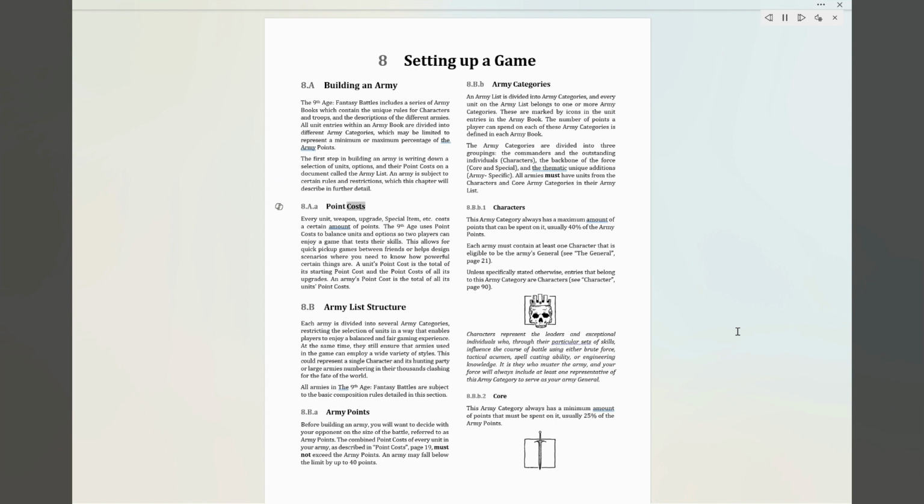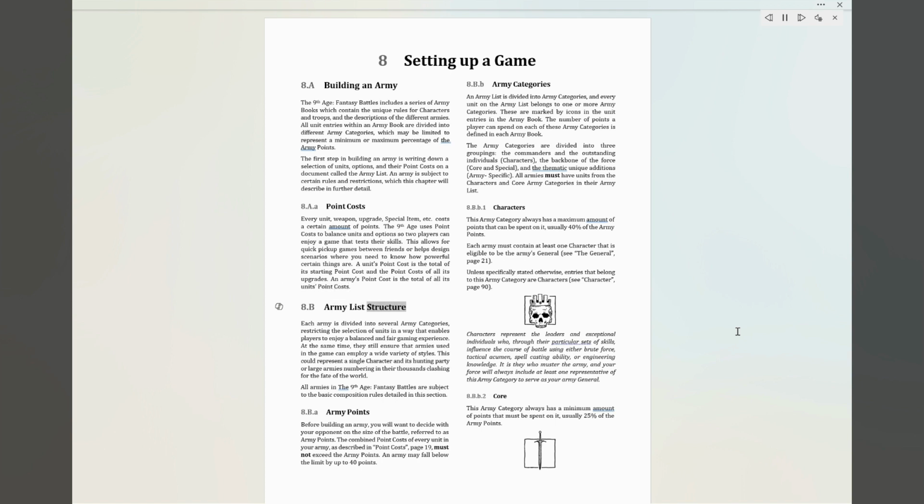Point costs. Every unit, weapon, upgrade, special item, etc. costs a certain amount of points. The Ninth Age uses point costs to balance units and options so two players can enjoy a game that tests their skills. This allows for quick pickup games between friends or helps design scenarios where you need to know how powerful certain things are. A unit's point cost is the total of its starting point cost and the point costs of all its upgrades. An army's point cost is the total of all its units' point costs.